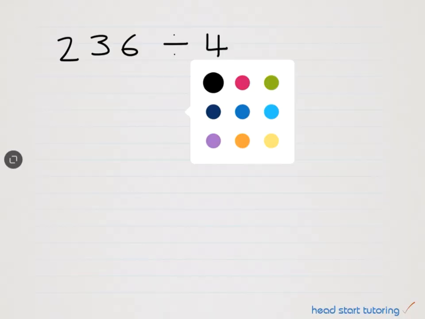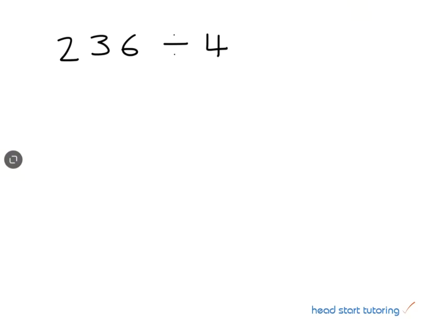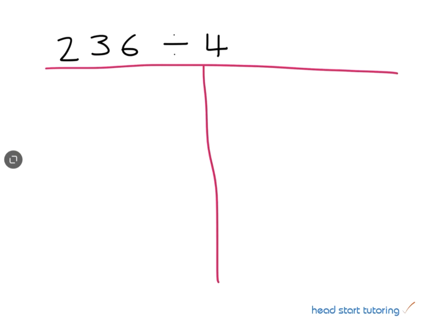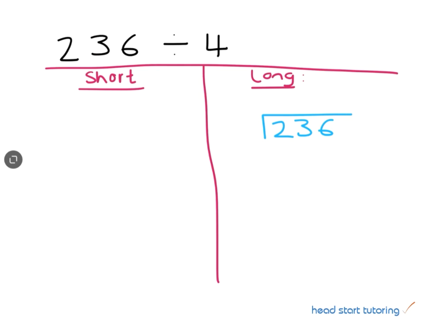We are going to have a look at division. We are going to do this division, both the short division way and the long division way. So let's start with the long. If we have got 236, we put that in the division little house and we divide that by 4.